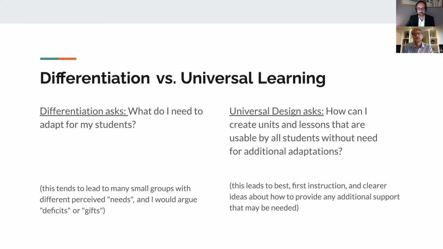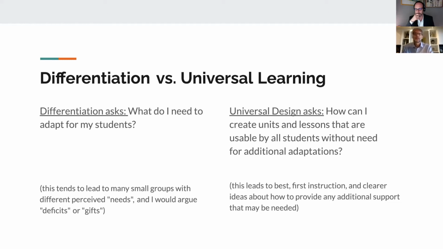So let's go to universal design and think about the difference there. And this is straight from universal design, like literally universal design says, how can I create something? We added units and lessons, but if you look at universal design in terms of architecture, it would say, how can I design this, whatever I'm designing, so that it's usable by all without need for additional adaptation? So we added the references to students there.